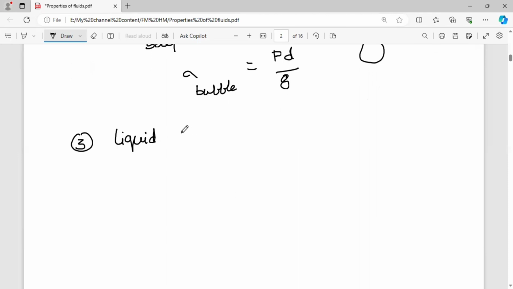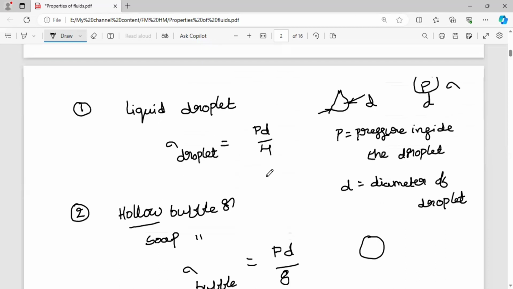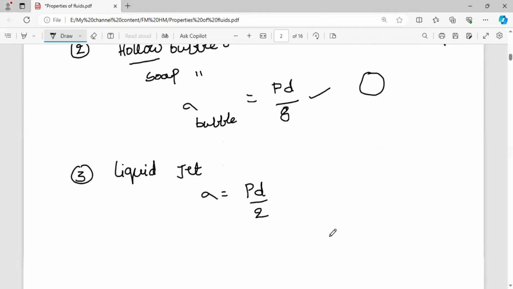Next, the third case is the liquid jet. For the liquid jet, sigma equals PD by 2. So these three are very important relations. For a liquid droplet or rainwater, we will use the relation sigma equals PD by 4, whereas for the hollow bubble or soap bubble, we use sigma equals PD by 8.